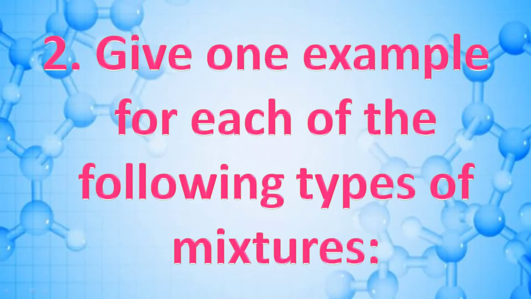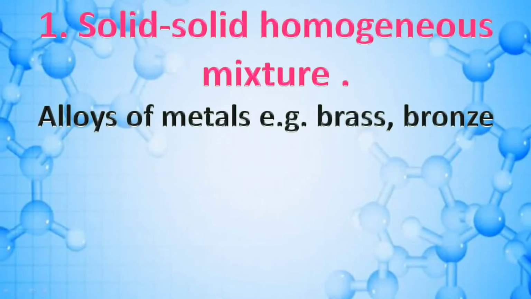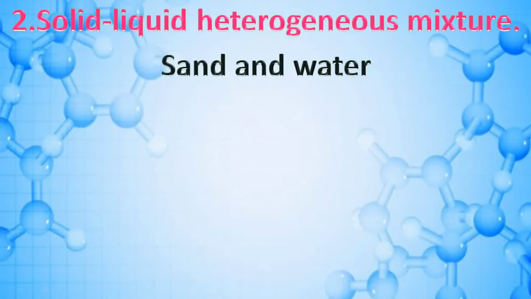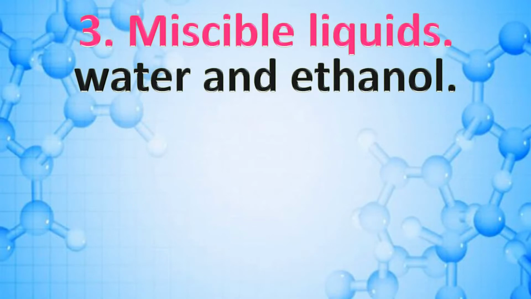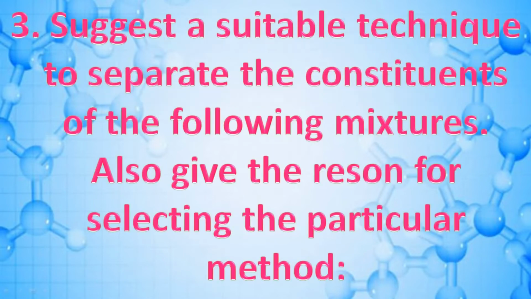Next question. Give one example for each of the following types of mixtures. Solid homogeneous mixture. Answer is alloys of metals. Example brass, bronze. Next question. Solid liquid heterogeneous mixture. Answer is sand and water. Next question. Miscible liquids. Answer is water and ethanol. Next question. Liquid gas homogeneous mixture. Answer is air.